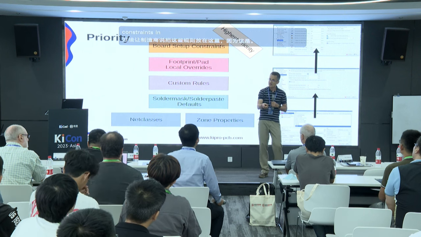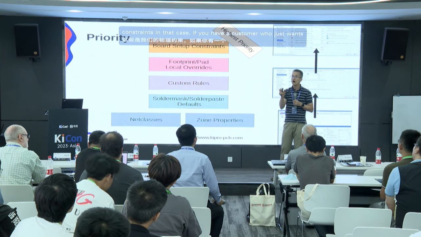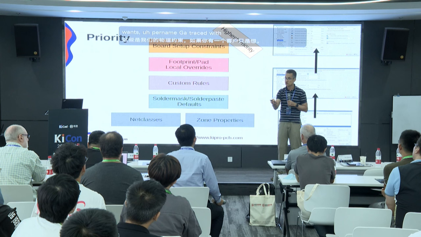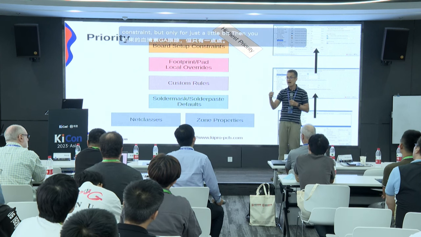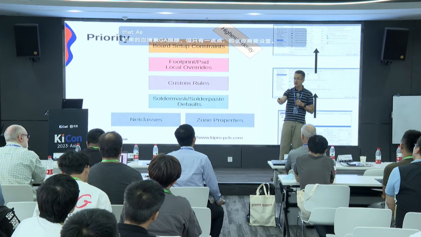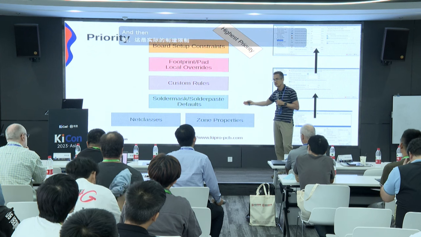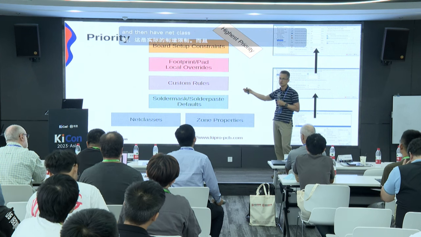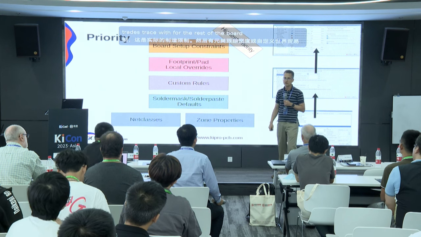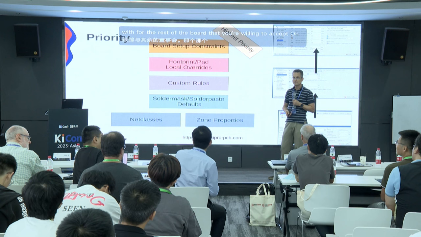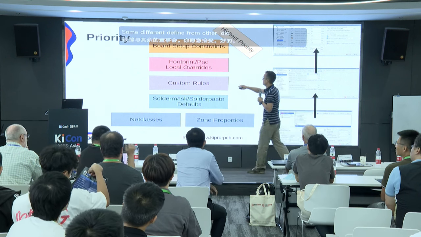In that case, if you have a customer who just wants a BGA trace width violating the manufacturing constraint, but only for just a little bit, then you need to set that as the limit. That's the actual manufacturing limit, and then have a net class trace width or a custom rule trace width for the rest of the board that you're willing to accept. Okay. That's a different definition from other EDA tools.